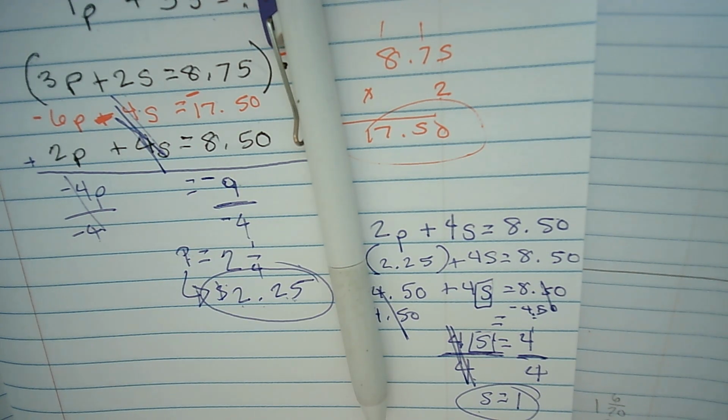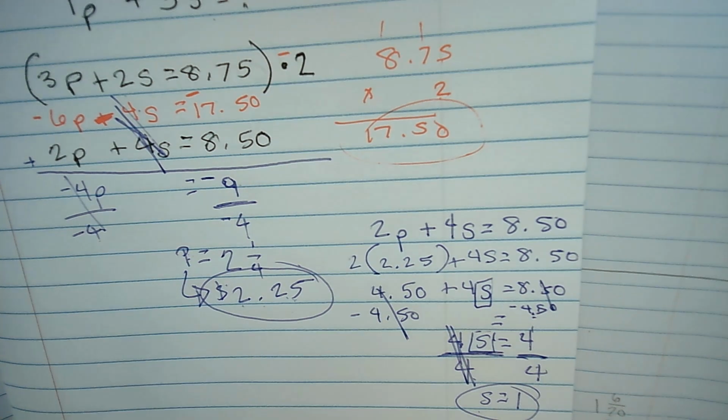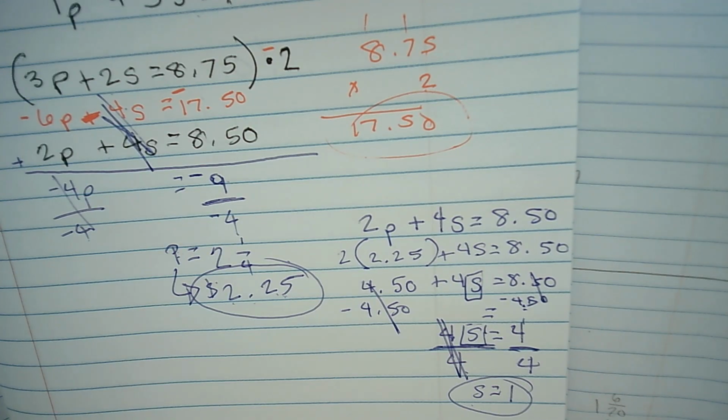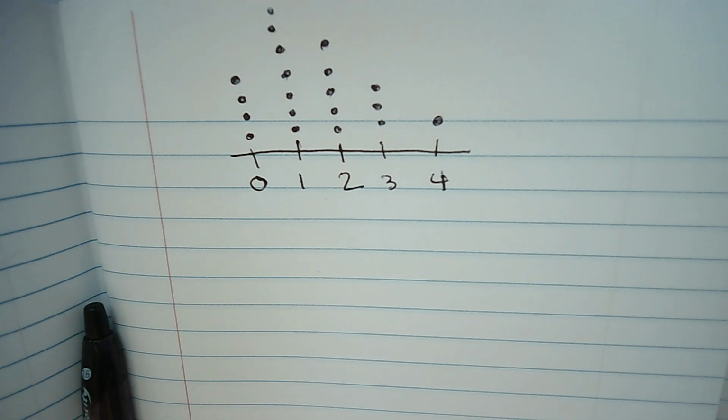Go us. Question 4. Oh, we have a dot plot. Wonderful. Give me a second to recreate it on my page. Okay, so this is the dot plot that we have. And it says, the dot plot above identifies the number of pets living with each of 20 families in an apartment building. What fraction of the families have more than 2 pets?